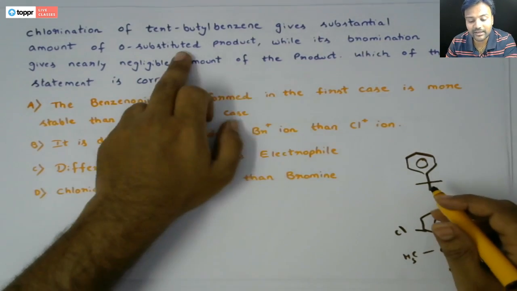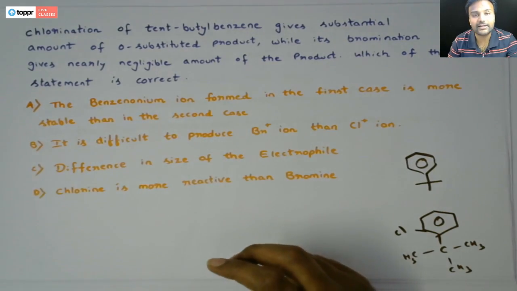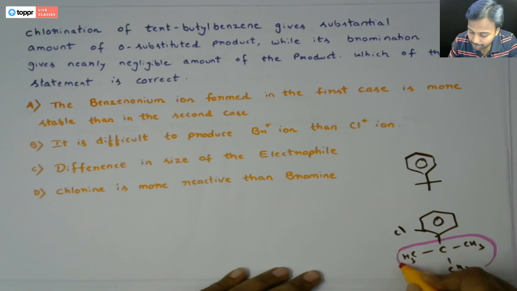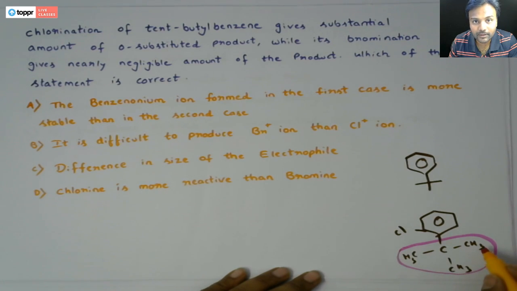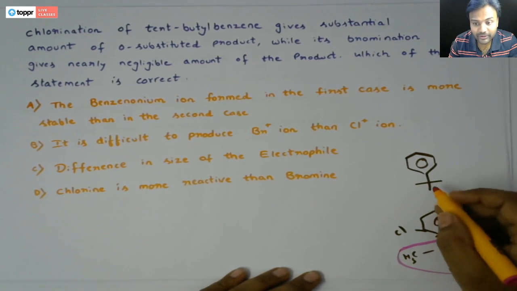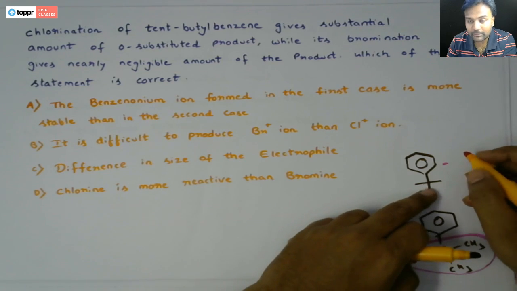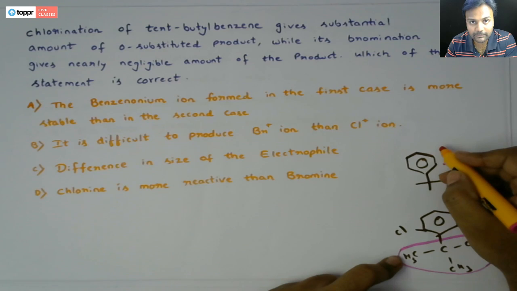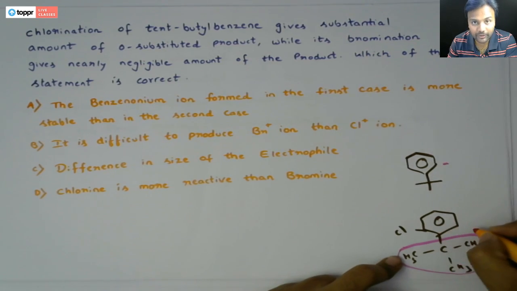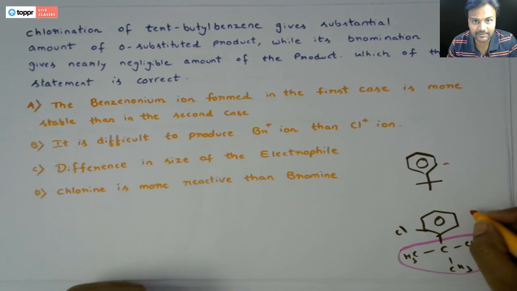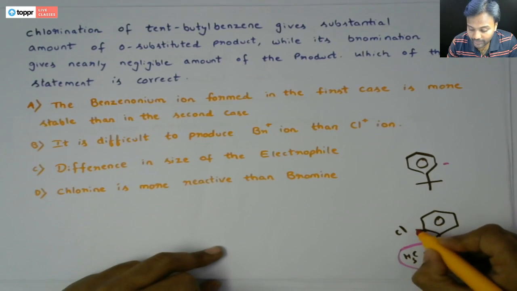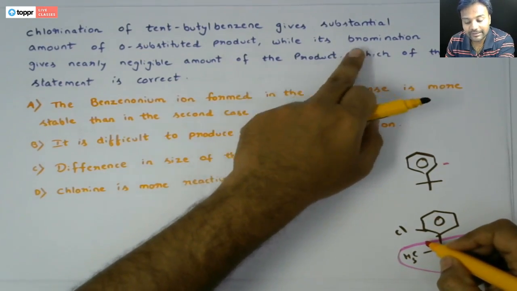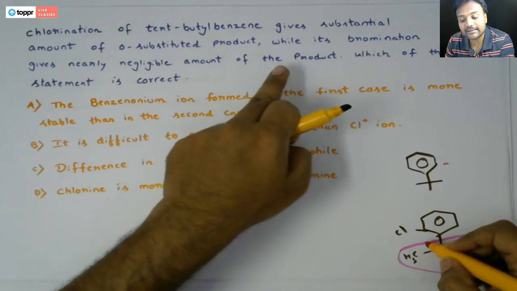Why is it very less? Because of the bulkiness. You can see here, this is a bulky group. Usually when you do chlorination of tertiary butyl benzene, the major amount of the product will be para-substituted product because of the ortho effect, which we have discussed in the previous classes. But you get a minor product that is ortho-substituted, whereas its bromination gives nearly negligible amount.